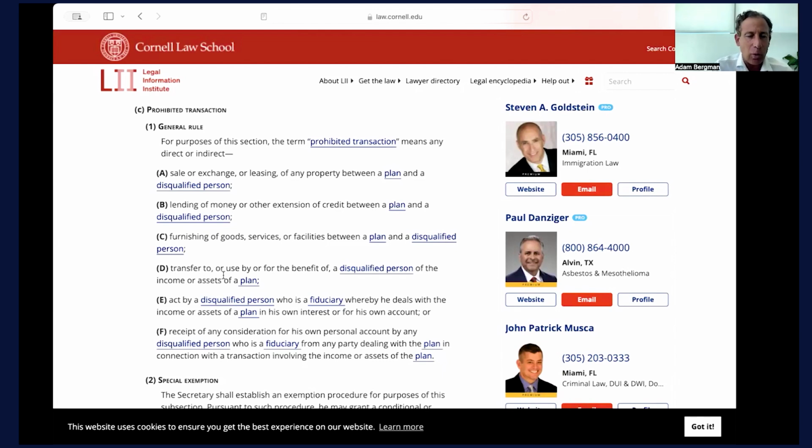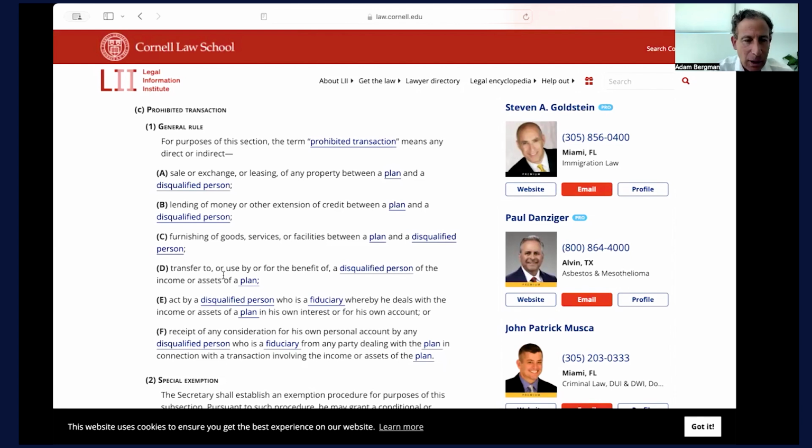E: Act by a disqualified person who's a fiduciary. So you have to be a fiduciary to trigger E and F. D, you don't have to be a fiduciary, so it could be triggered by someone else, not you, could be a brother, child, spouse, or a company. Here it's a disqualified person who's a fiduciary whereby he deals with the income or assets of the plan in his own interest. This is where you take your IRA money and maybe invest in a company you own 50% or more of, or a situation where somehow you're benefiting from your IRA investment as the fiduciary.